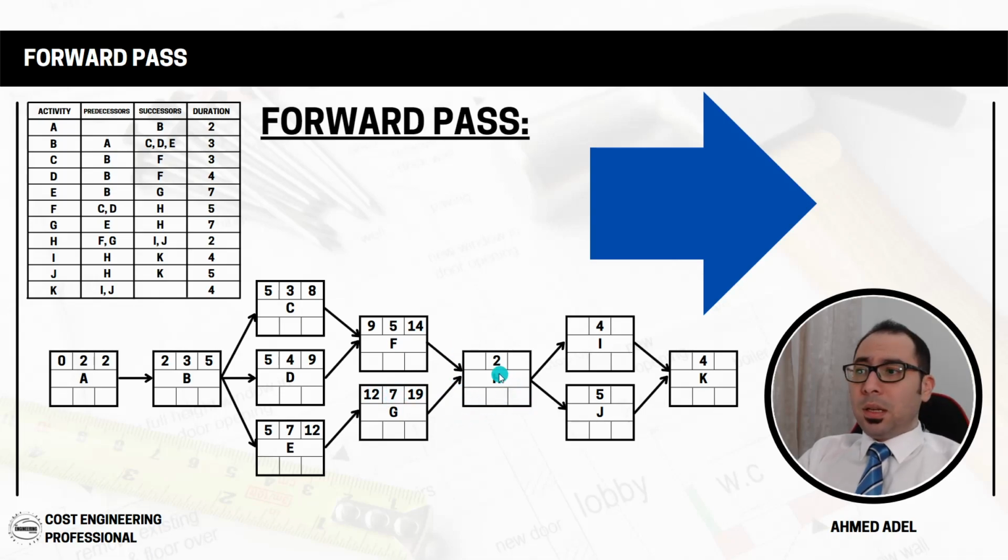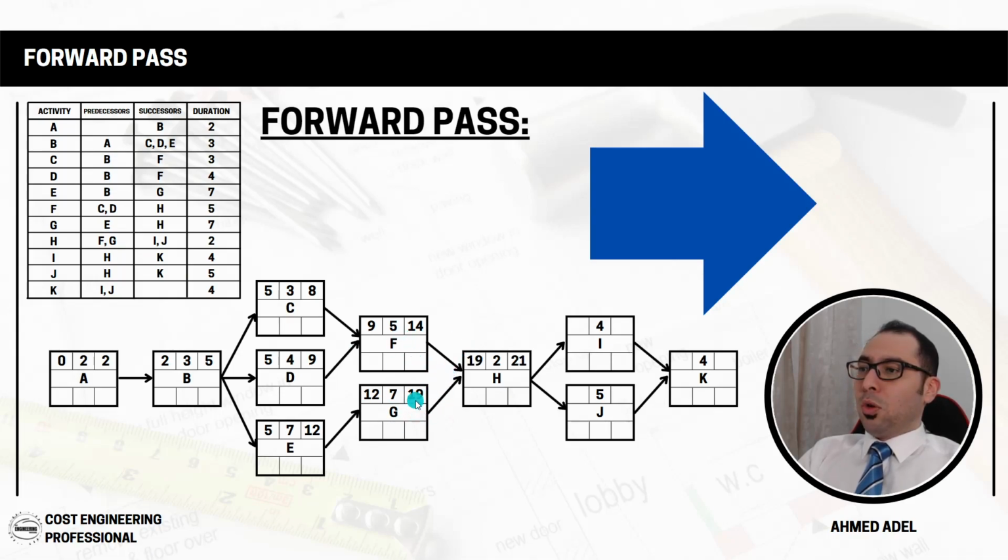Again, similar case. H start is depending that F and G should be completed, both of them. F will finish on 14 and G will finish on 19. So anyway, after F is completed, H cannot start unless G is also completed, and G will be completed by 19. So the 19 or the 14 will come here. Logically, the 19 should come here so that H can start after both of them are completed, because H is depending on both of them. The predecessors of H are both F and G, both of them.